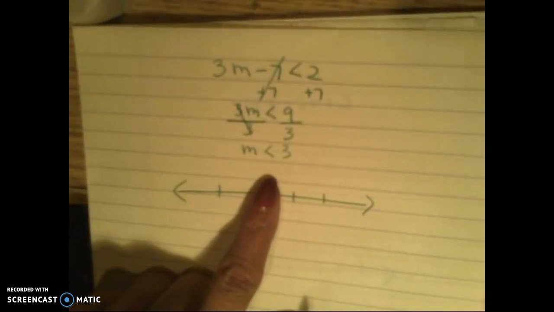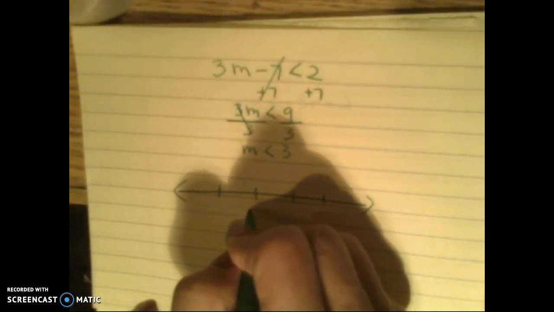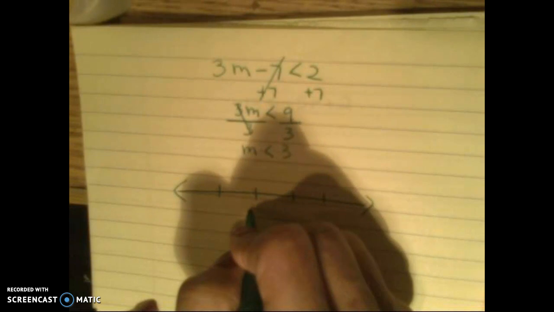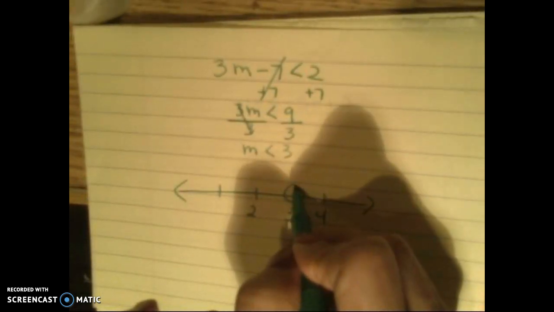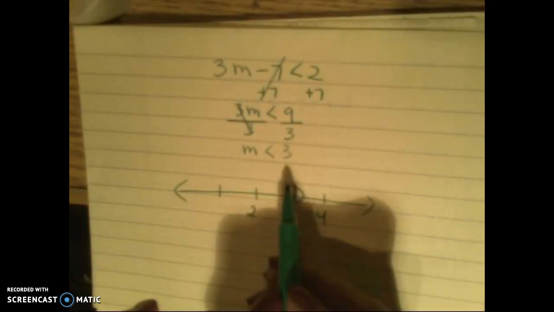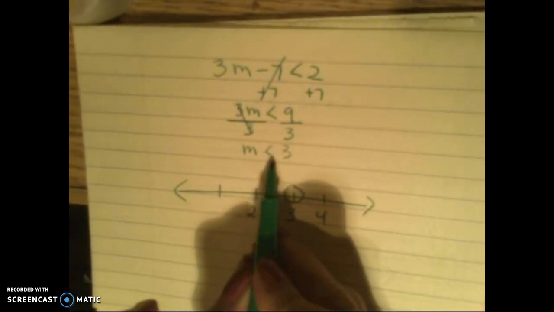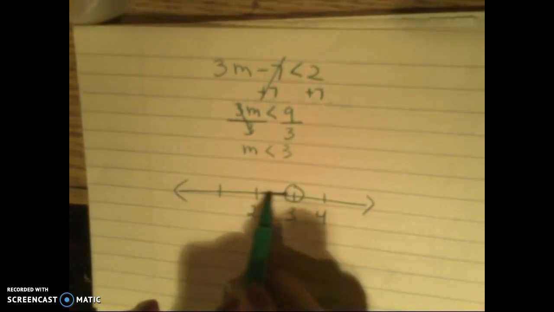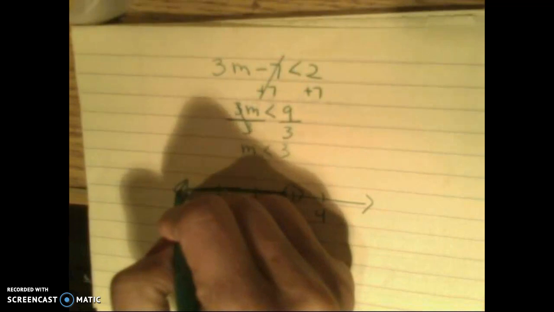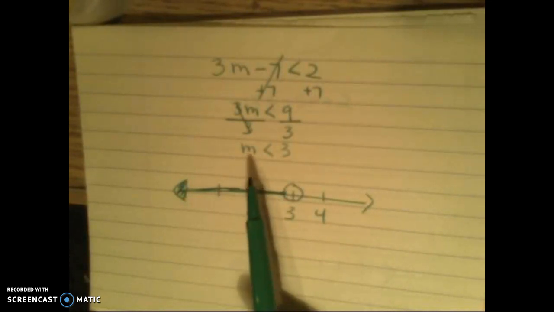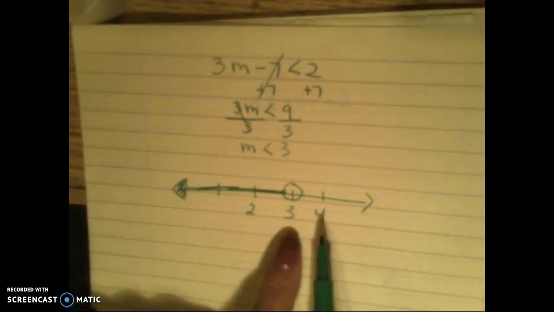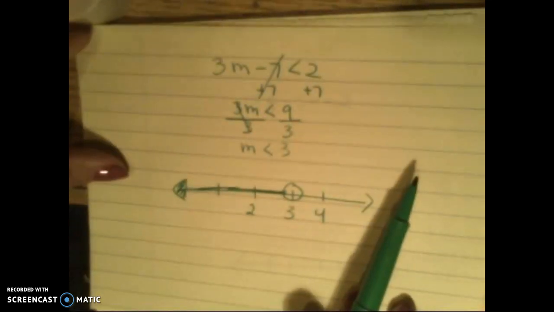The inequality is a less than sign, so this is an open circle. Let's just put in a couple numbers on each side, 2, 3, and 4. I'm not going to write out all the numbers on the number line just for the sake of time. It's going to be an open circle on 3, which means 3 is not included. To graph the inequality, it's really easy. If you just look at which way the arrow is pointing, then you shade in this side. So that means m is less than 3. That means any number that is less than 3 can be m. 2 is a solution, 4 is not a solution. Okay, let's look at another problem.